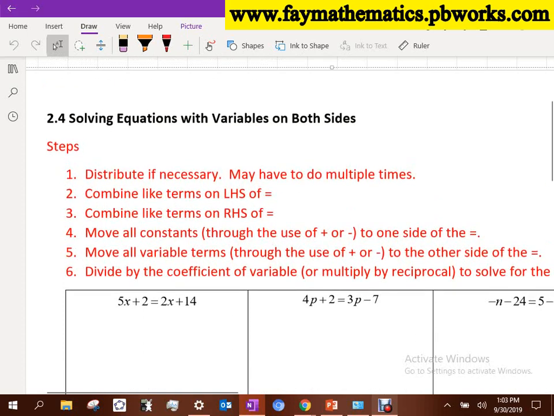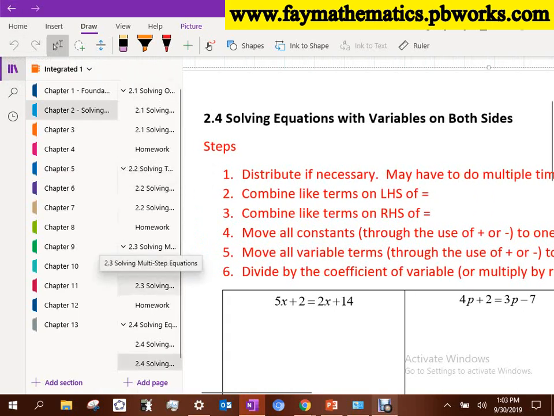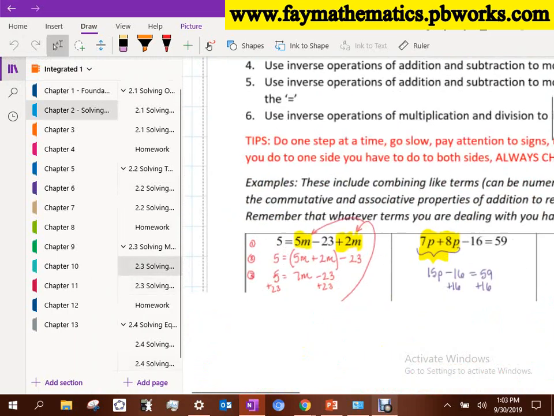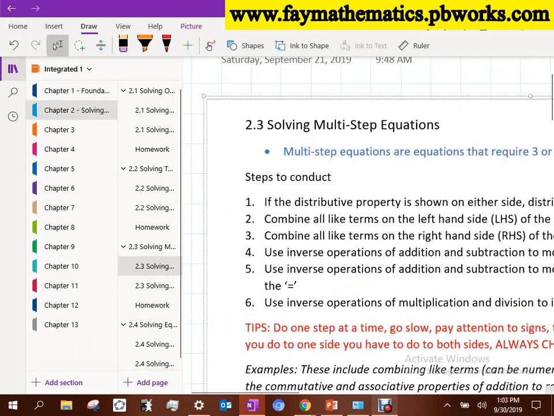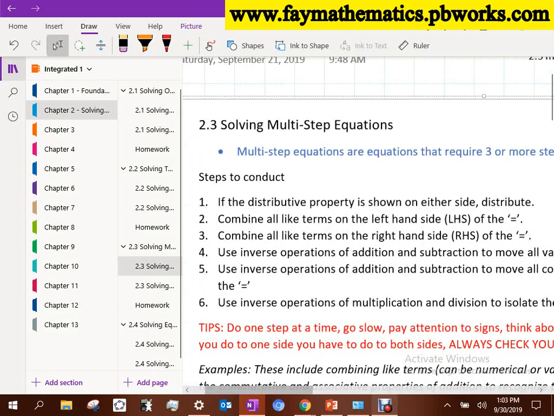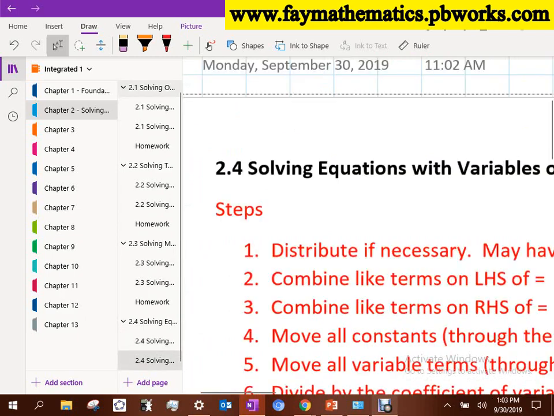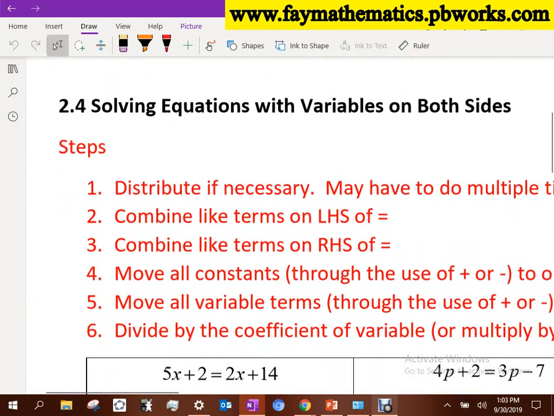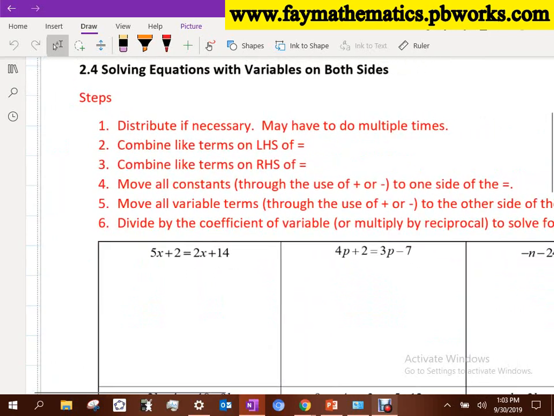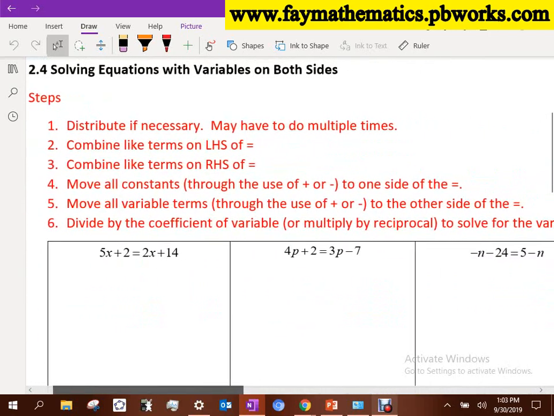All right, if you were to compare the red steps here, for how we solve equations with variables on both sides, those red steps are identical. Now, I didn't cut and paste them, but if we went back to section 2.3 and looked at the steps there, 1 through 6, these are identical to what I just gave you. So we've already seen these steps. We've already applied most of them.